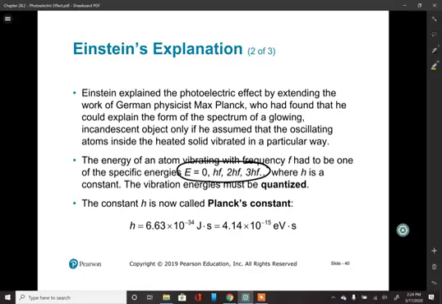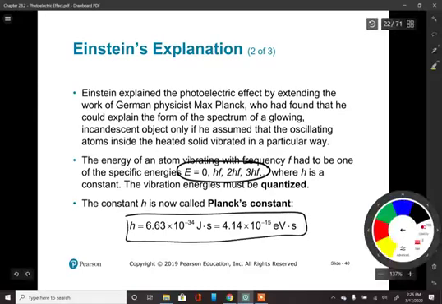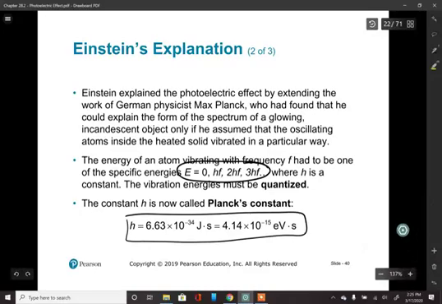Planck used energy to explain why you got a certain frequency of light. Einstein is using frequency to explain why you get a certain amount of energy. This letter h, this constant, Planck's constant, is very important to know. This is the first constant that only really has relevance in the sense of quantum mechanics.